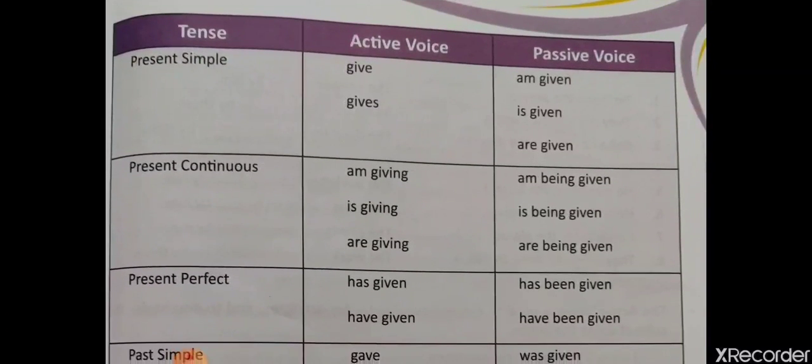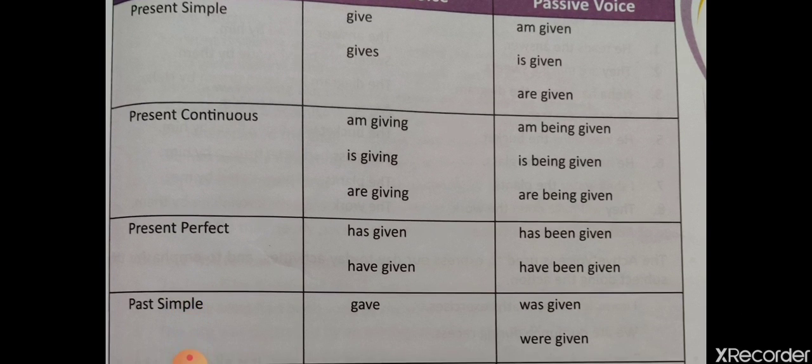We use give, gives. Then in passive voice it becomes am given, is given, or are given. According to the subject, we have to change the auxiliary verbs. In present continuous, am giving, is giving, are giving becomes am being given, is being given, are being given. Present perfect, has given, has been given.